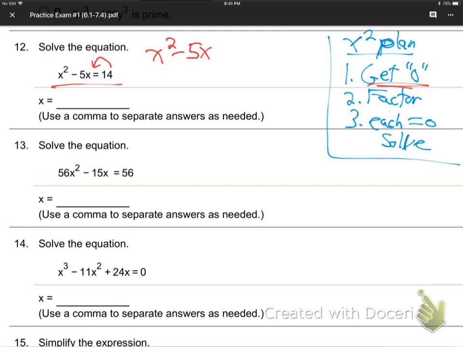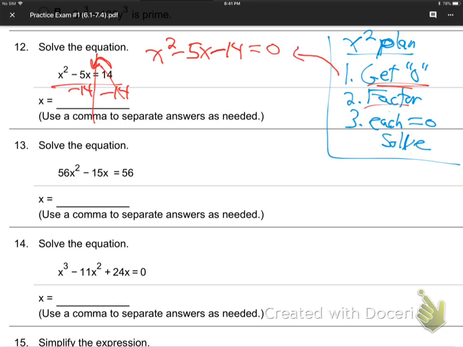When something jumps to the other side of the equal sign, it changes signs. Really what I'm doing is subtracting 14 from both sides, getting rid of it there. So it's minus 14 on this side equals 0. I just do a shortcut and just jump it over and it changes to minus 14. So that's step 1, get a 0.